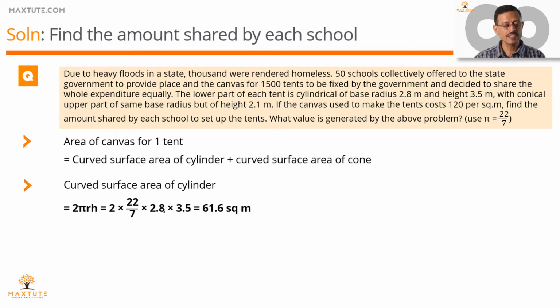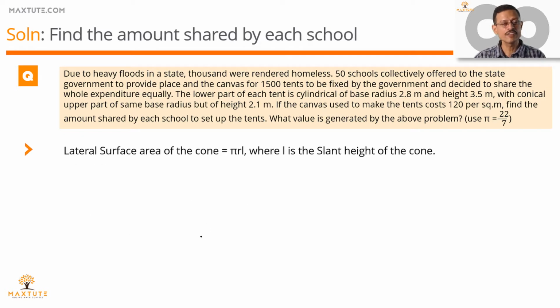2 into 22 by 7 into 2.8 into 3.5 cancels out as a 2. These two cancel. 22 into 2.8 is 61.6 square meter. So move to the second part. We need to find out the curved surface area of the cone. The formula is pi r l.